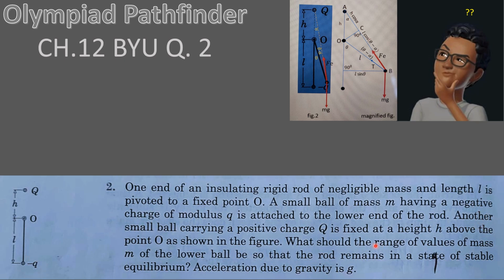Another small ball carrying a positive charge Q is fixed at a height h above the point O as shown in the figure. What should the range of values of mass m of the lower ball be so that the rod remains in a state of stable equilibrium? Acceleration due to gravity is g. Let us solve this question.